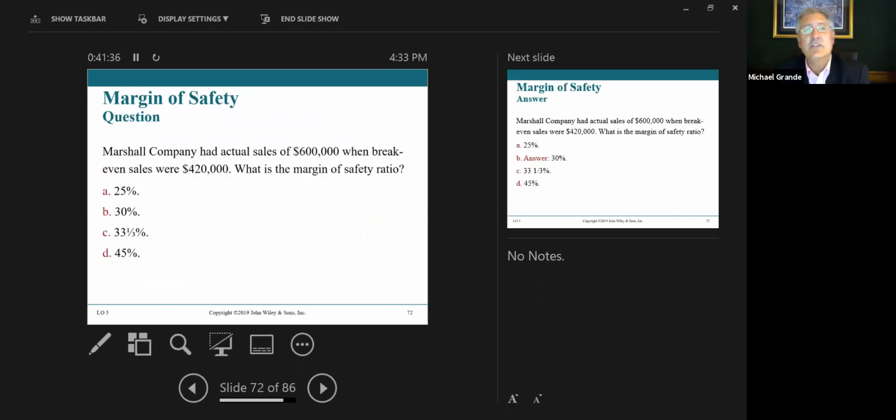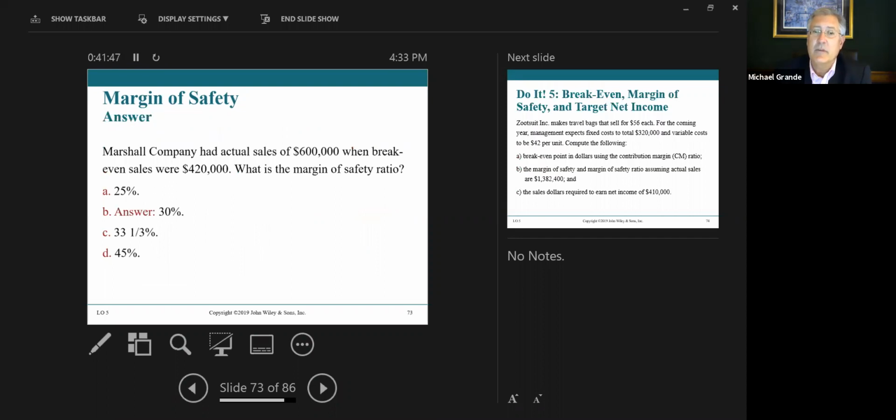Another question. Marshall Company had actual sales of $600,000 when break-even sales were $420,000. What is the margin of safety? It's 30%. It's the excess, right? 600 minus 420 is 180, divided by the actual sales of $600,000. $180,000 divided by $600,000 is 30%.